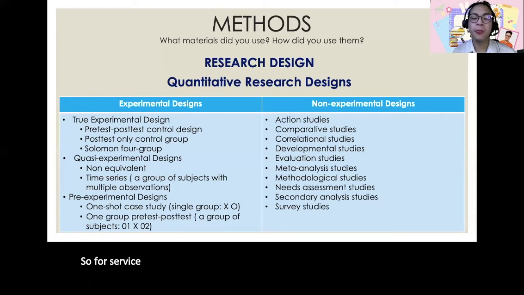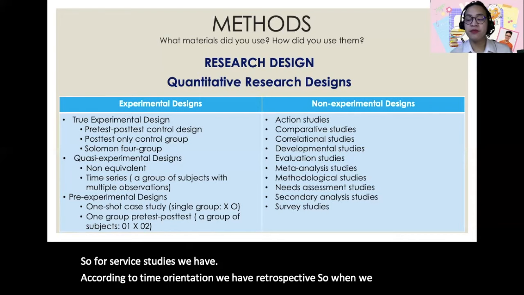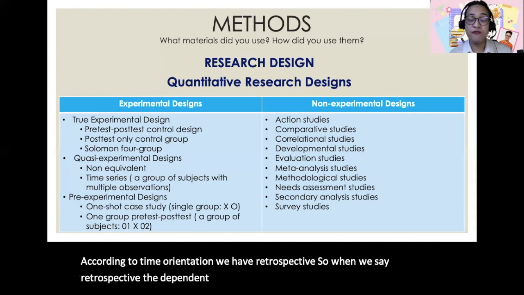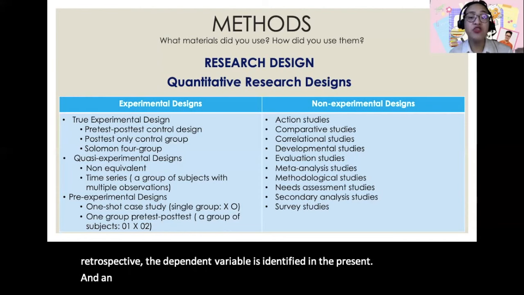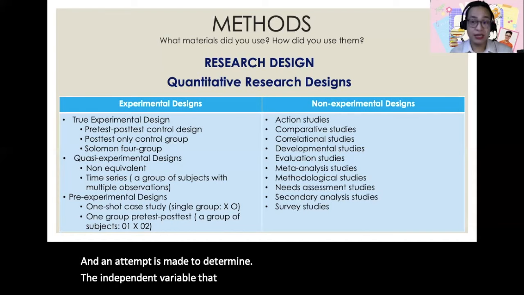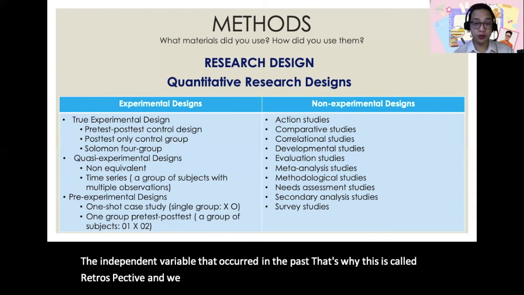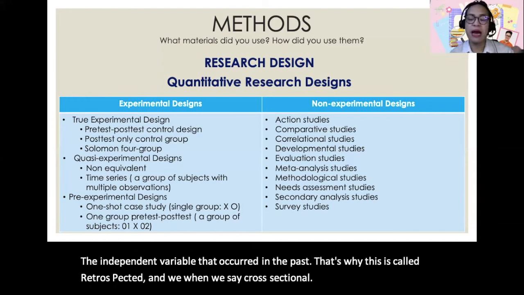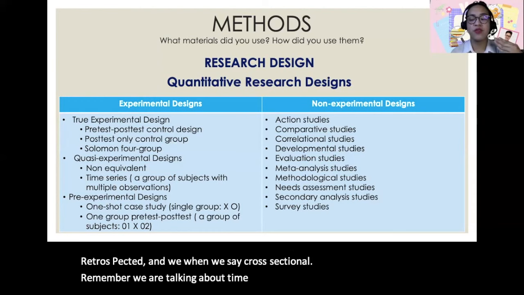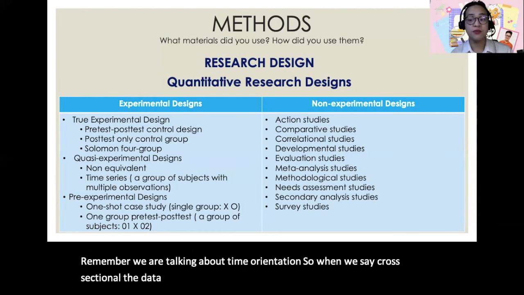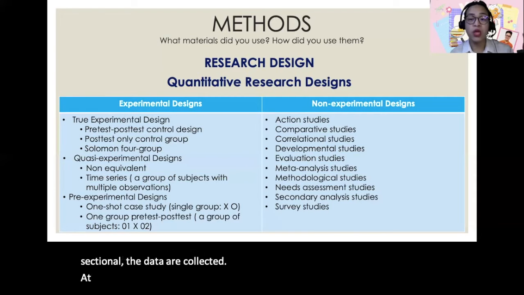We have, according to time orientation, retrospective. So when we say retrospective, the dependent variable is identified in the present, and an attempt is made to determine the independent variable that occurred in the past. That's why this is called retrospective. And when we say cross-sectional, remember we are talking about time orientation. So when we say cross-sectional, the data are collected at a single point in time.